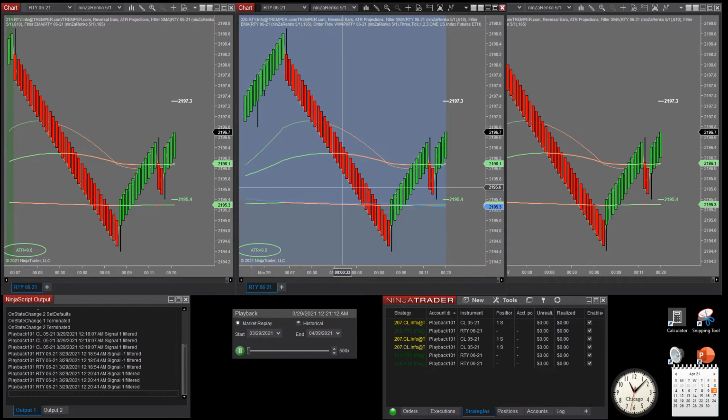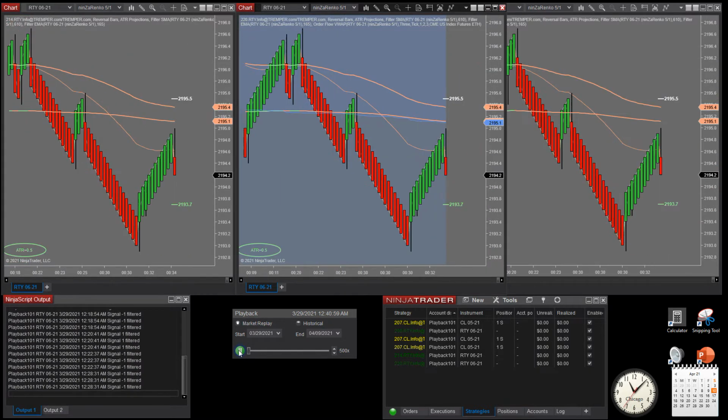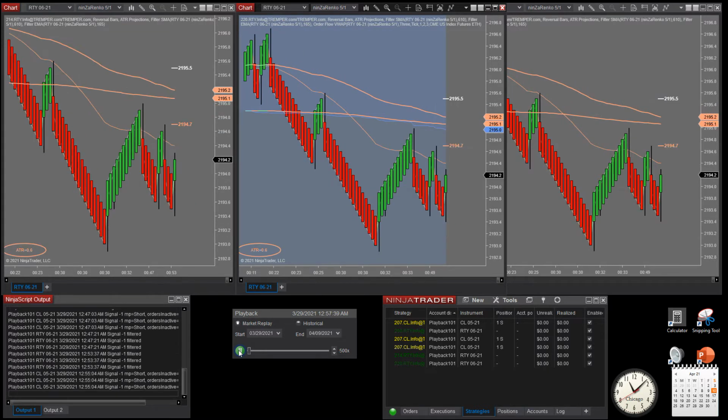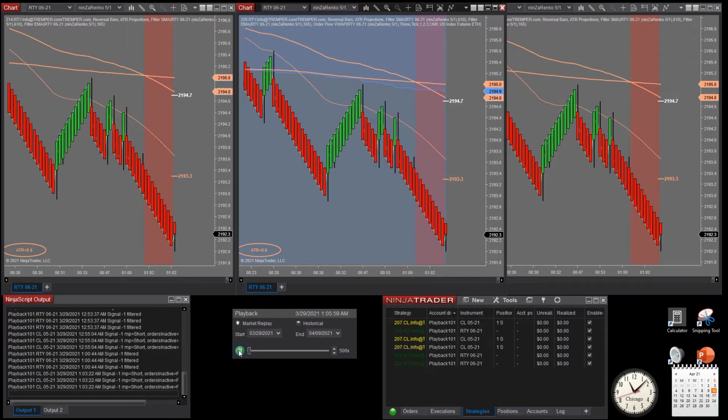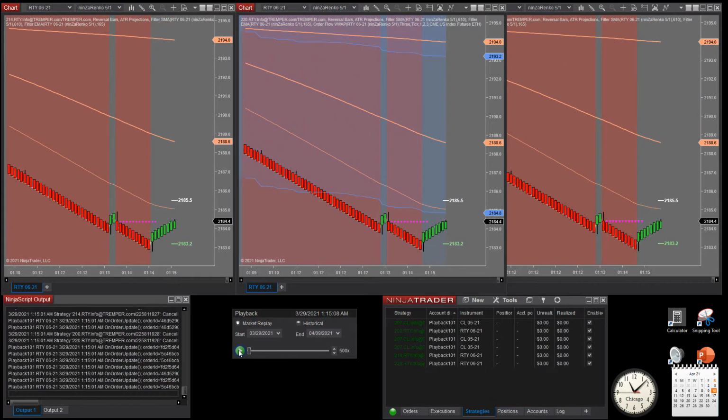Now I have them all in the same playback account, so 3 contracts will go on when it trips, if they all go on together. Order canceled. Okay, so that one attempted, and it didn't get it. So all 3 of those are fine, and it should be okay because of VWAP.